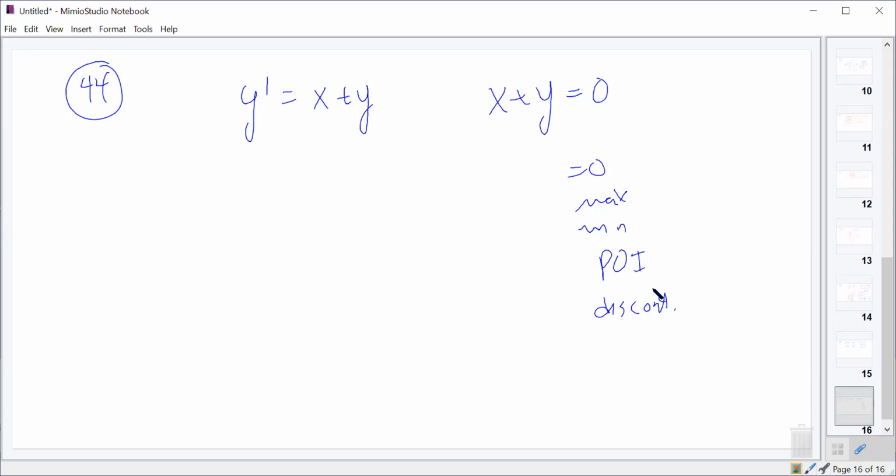Okay. So if x plus y equals 0, that tells us that y prime is equal to, if x plus y is 0, 0. Then y prime better equal 0. Y prime equaling 0 isn't going to guarantee that the function is equal to 0, but it could potentially give us a max or a min. True? So then we would need to figure out, let's see.